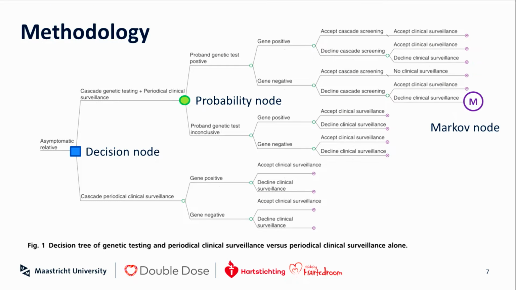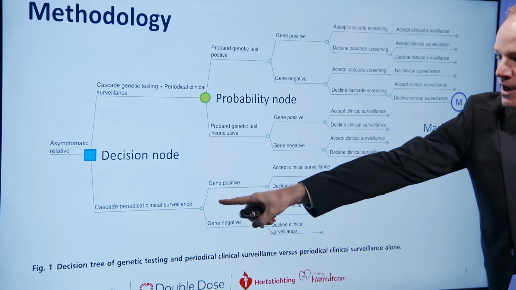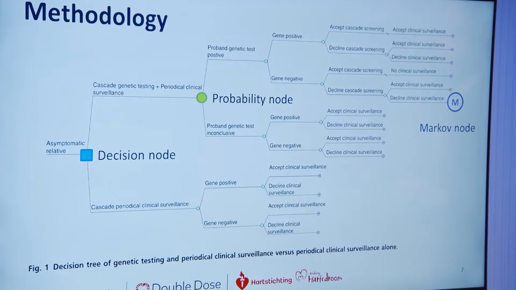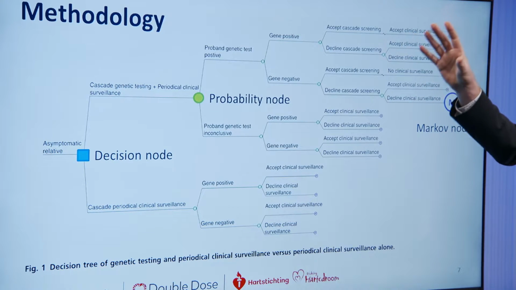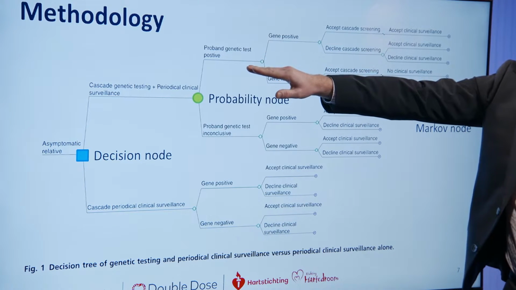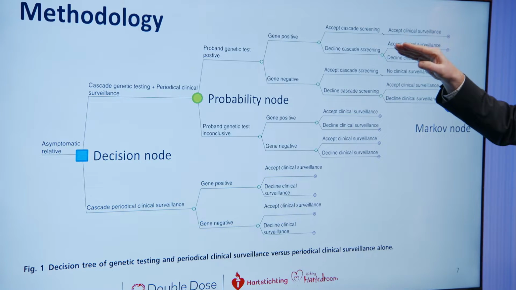The author used then a decision tree followed by a Markov model. As explained in another lecture, in a decision tree we have first a decision node comparing the two interventions: the cascade genetic screening plus the periodical clinical surveillance, and the other intervention, the comparator treatment, which is the periodical clinical surveillance. And thus, there were different probabilities that explain the pathway that different patients could have. For example, the proband genetic testing could be positive or negative, leading to the acceptance of the cascade screening or the decline.